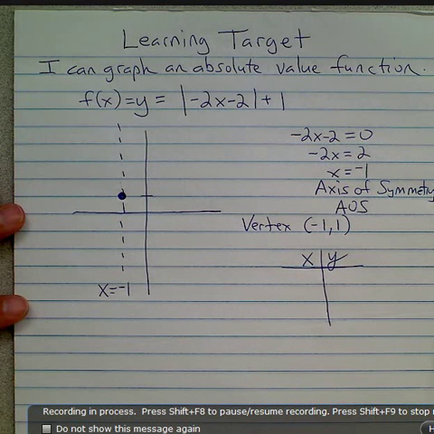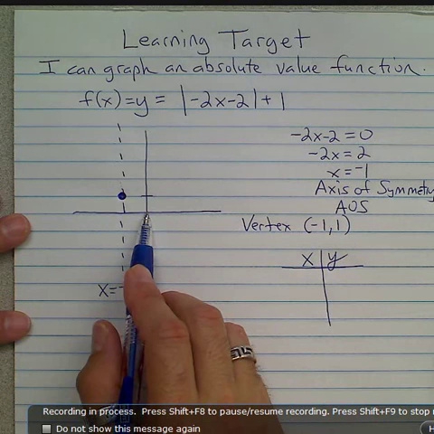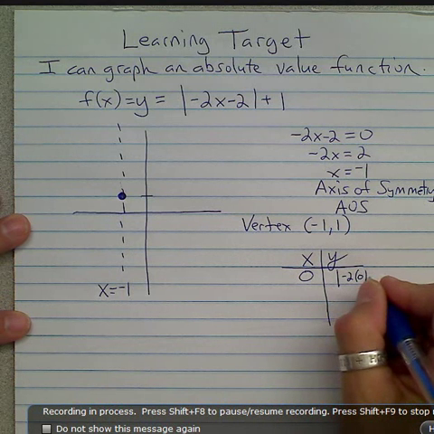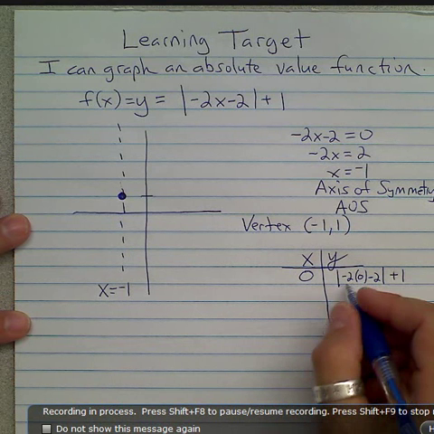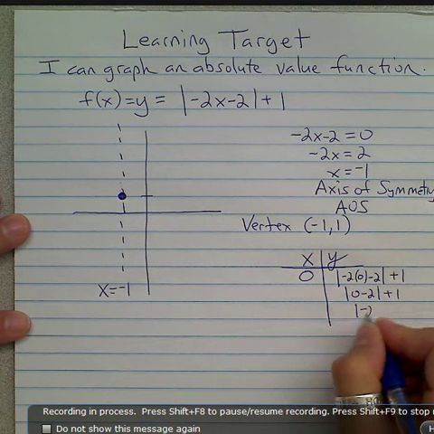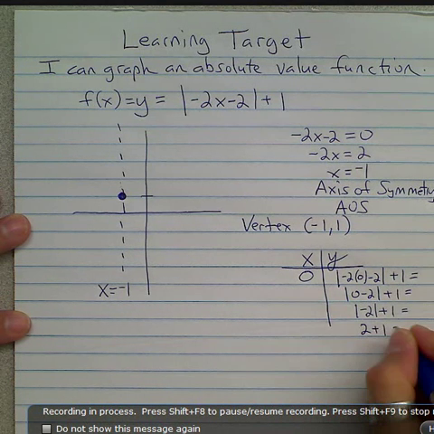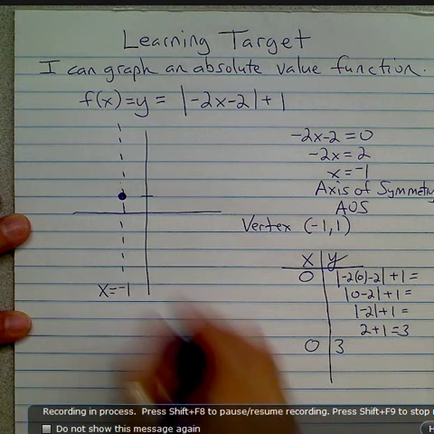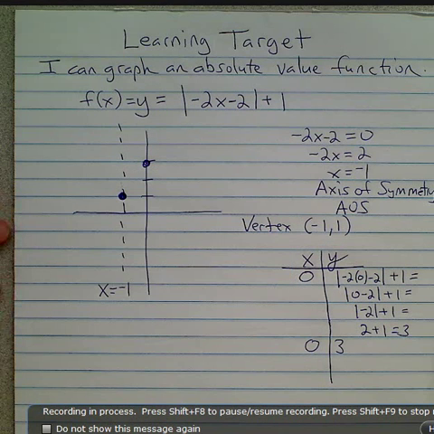Points that we usually like to plot are the intercepts. In this case, if we think about the y-intercept, that would be when x equals 0. If we make x equals 0, then we have the absolute value of negative 2 times 0 minus 2, plus 1. In this case, we would have 0 minus 2 plus 1, the absolute value of negative 2 plus 1 gives us 2 plus 1, which equals 3. So our point when x equals 0 is that y equals 3.